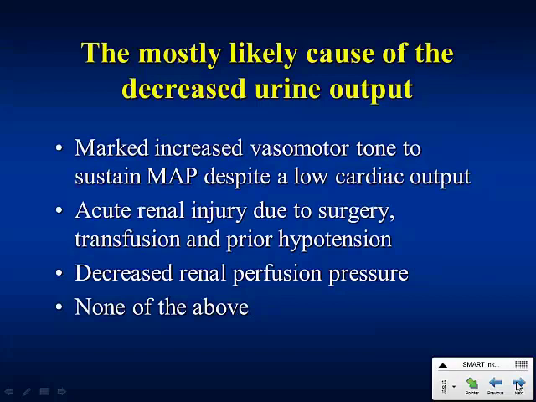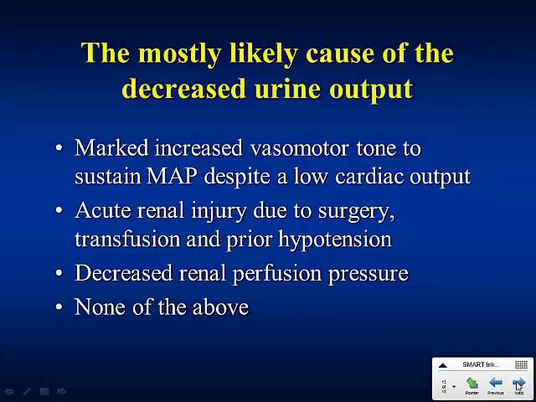Acute renal injury due to surgery, it was the surgeon's fault all along, or the transfusion causing the acute tubular necrosis because of all the myoglobin and stuff like that, and the prior hypotension. Obviously, people have poor urine output when they've had previous hypotension, or that there's decreased renal perfusion pressure, or none of these are the right answer. Which one is it? Decreased renal perfusion pressure, right.